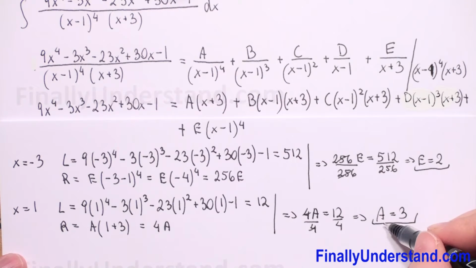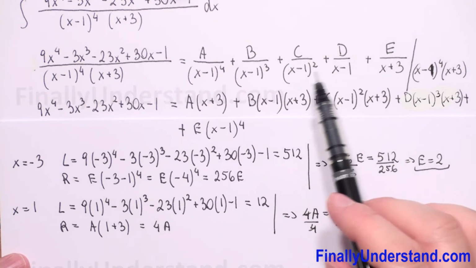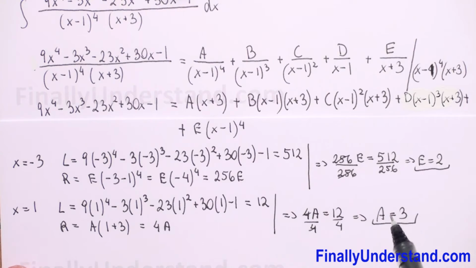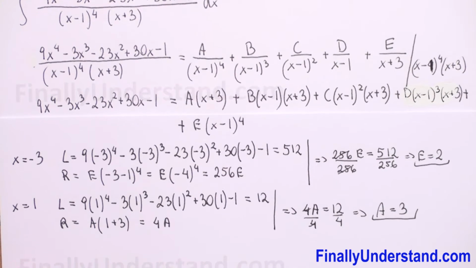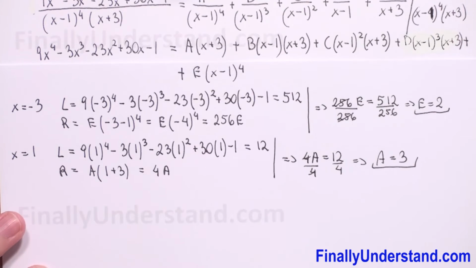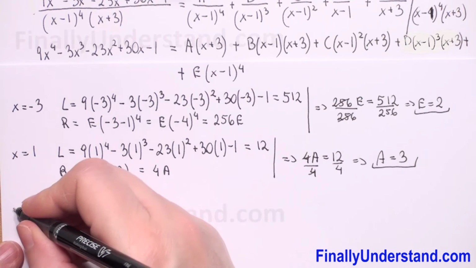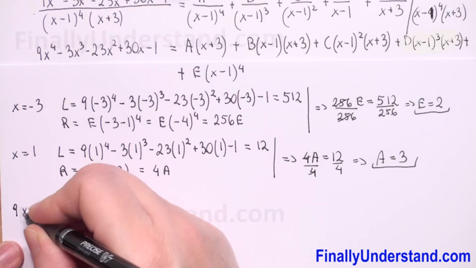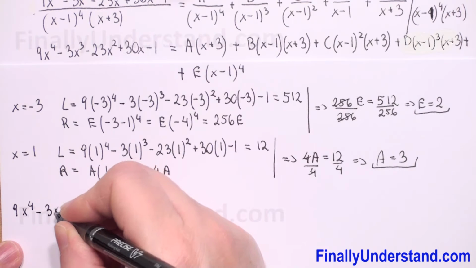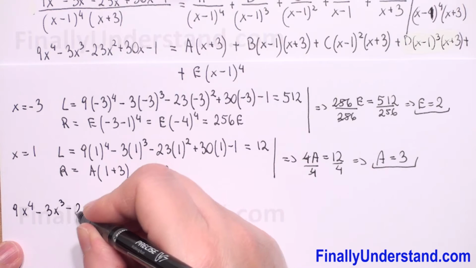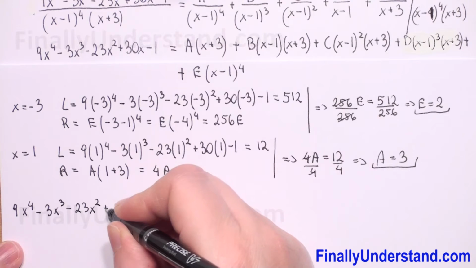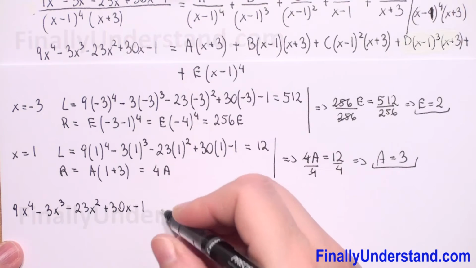We have e and a. We need to find b, c, and d. So next step, we have to compare coefficients before x to fourth power on both sides. So first we need to do this multiplication. The left side we will rewrite, and we have 9x to fourth power minus 3x cube minus 23x squared plus 30x minus 1.